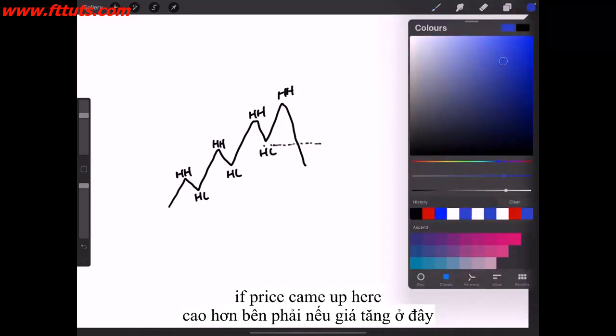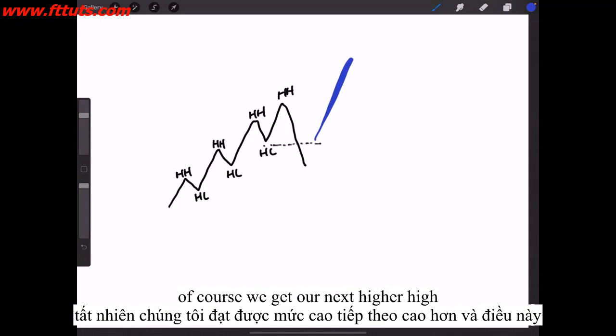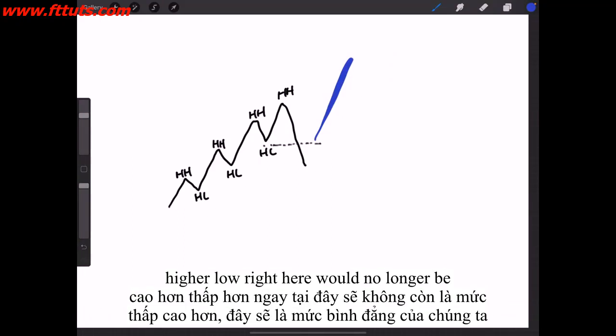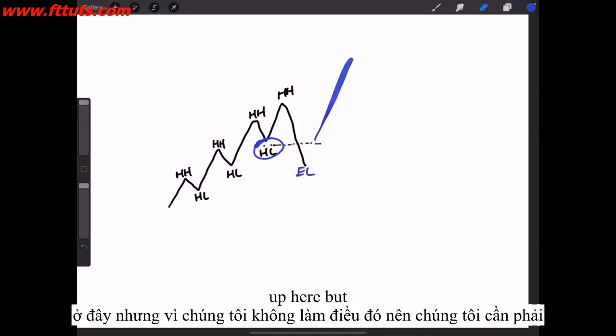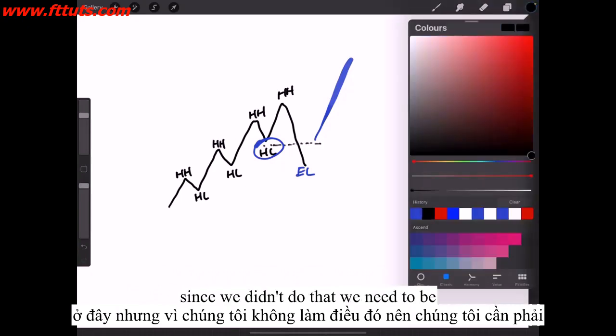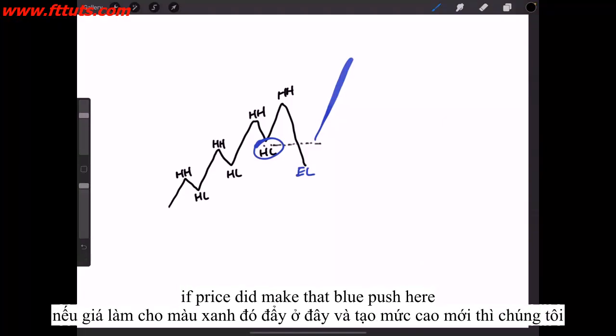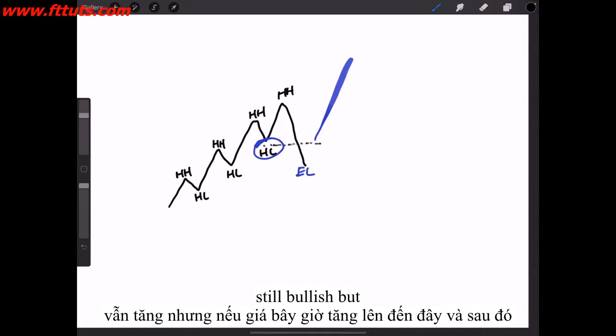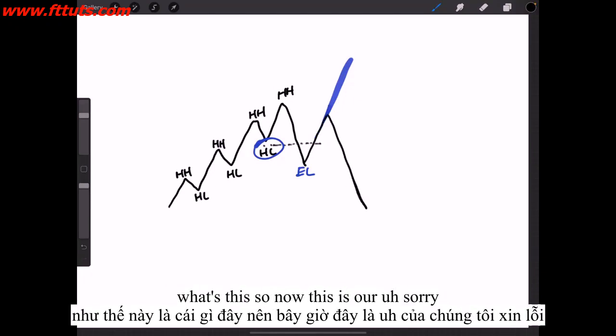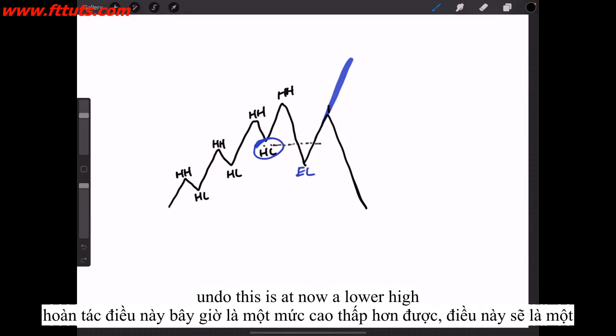If price came up here, of course we get our next higher high, and this higher low right here would no longer be the higher low. This would be our equal low, and then we would have made a higher high up here. But since we didn't do that, we need to be looking at a potential change in trend. If price did make that blue push here and made a new high, then we're still bullish. But if price now comes up to here and then goes like this, what's this? So now this is now our, undo. This is now a lower high, okay?